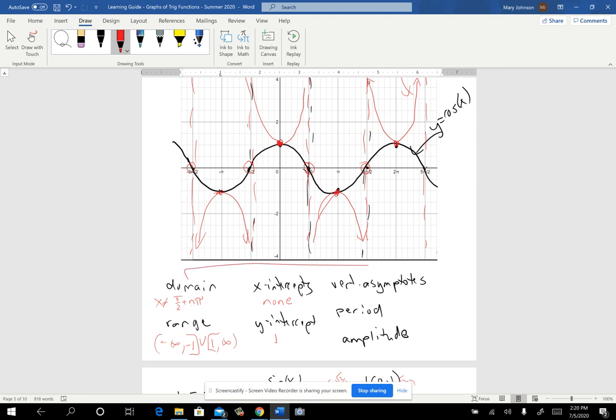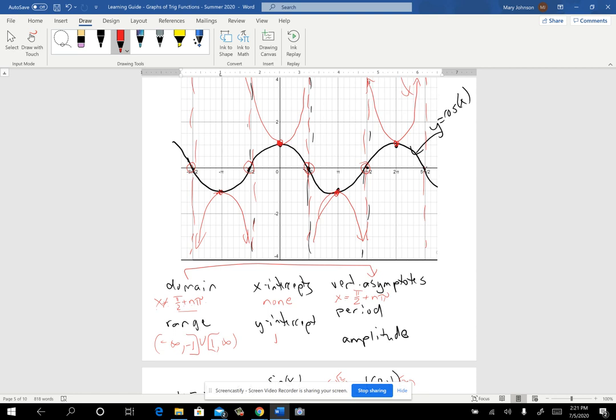Remember how that's related to domain? They happen at those vertical lines. Okay. So x can't be this number. Here, x equals this. I mean this vertical line where x equals pi over 2 plus n pi.